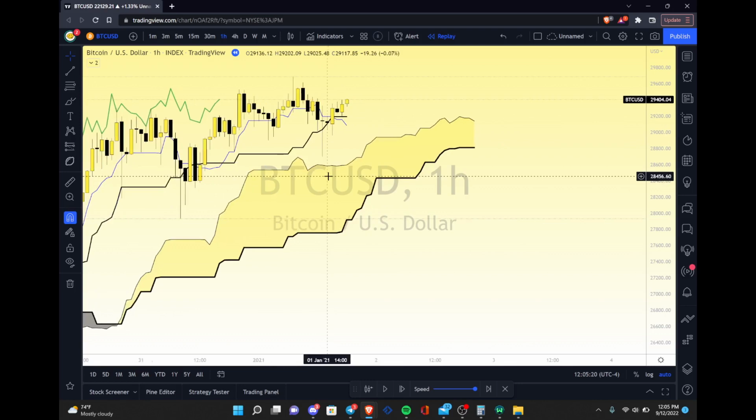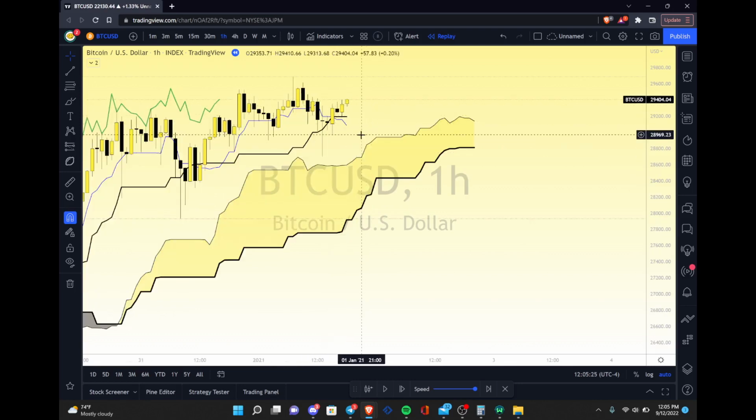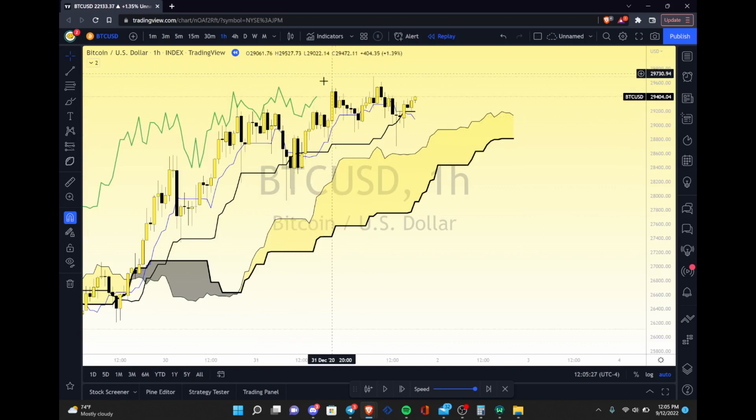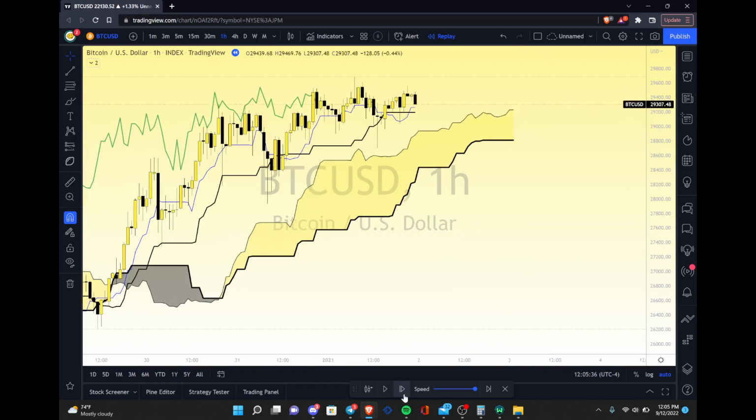So now on the 1 hour, we want to see if we can get an entry with a bullish TK cross. Obviously we want the Chikou span to be away from the candles going up, and we would love for the cloud to be pointing up as well. So we are going to let time go and see if we get that opportunity. There's a bullish TK cross, but again, the Chikou span is still within the candle.